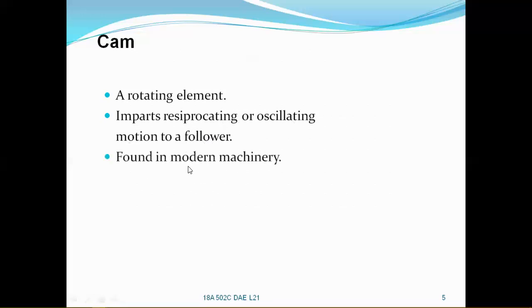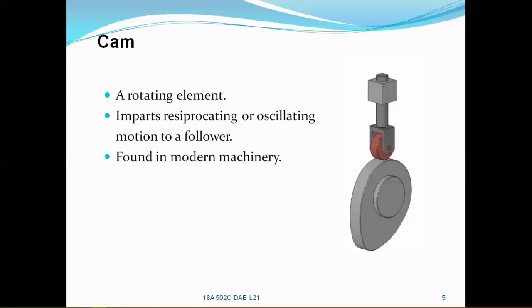Cams are found in modern machinery, just like you can see in IC engines, opening and closing of valves, and similarly printing presses, and also in automatic machines and semi-automatic machines. In such cases, we use the cam mechanism.